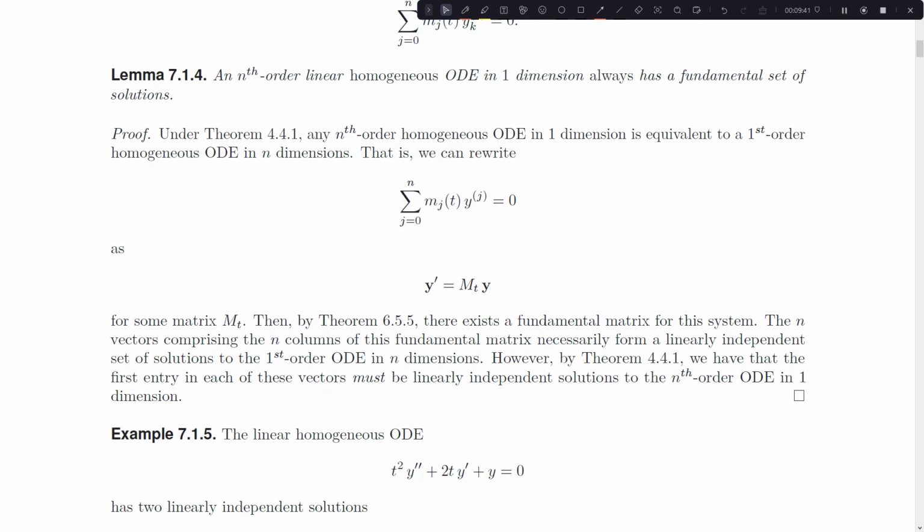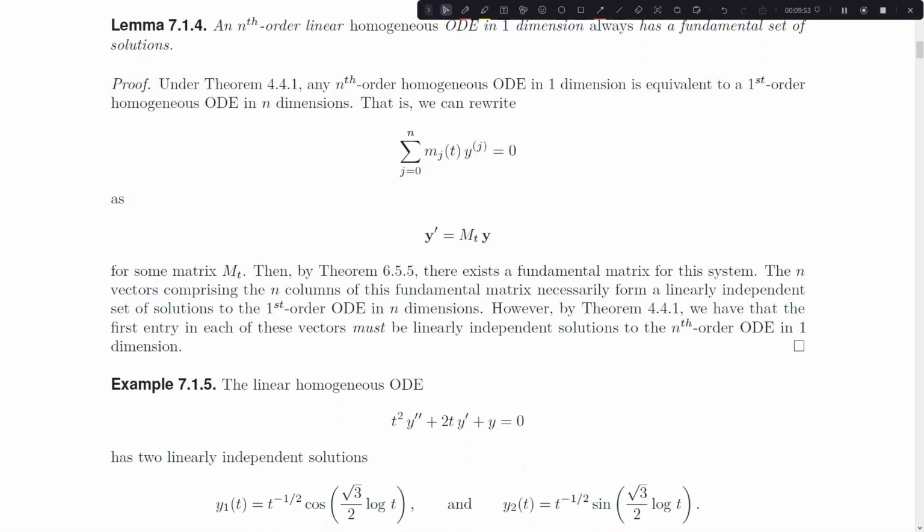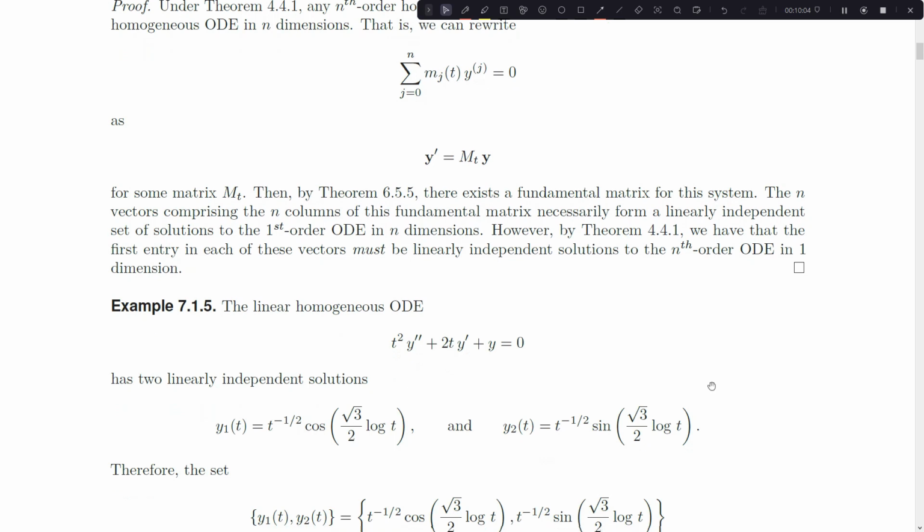Okay, so we jump back. This is the same ODE that we were studying earlier up above. Make sure it's homogeneous if we're looking for a fundamental set. And I'm going to claim that these two linearly independent solutions form a fundamental set. All I need to do is show that they actually satisfy the ODE, and second, that they're actually linearly independent.